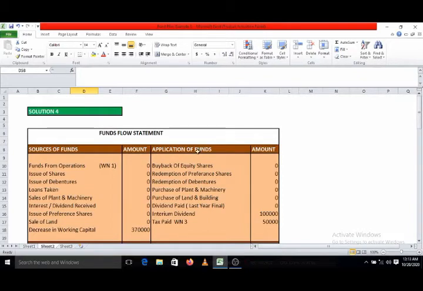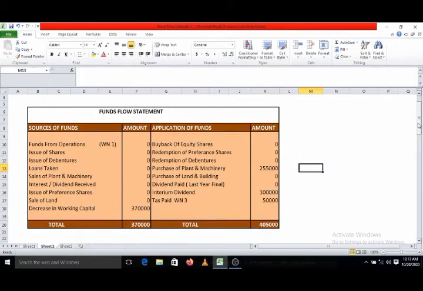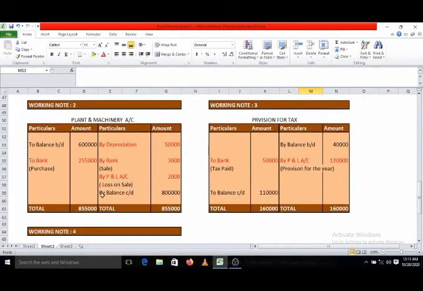So go to the fund flow statement. On application side, purchase of plant and machinery by rupees 2,55,000. Immediately I will write over here so that we will not forget that. It cannot be skipped from our mind. Now this is over, 2,55,000.